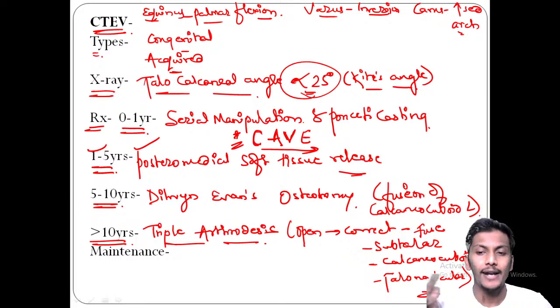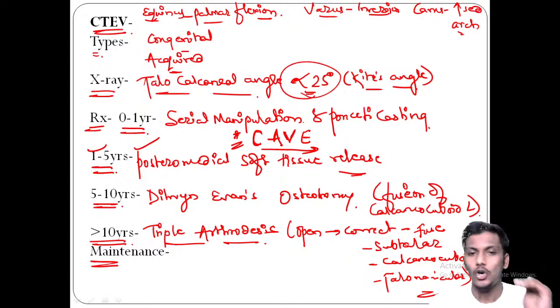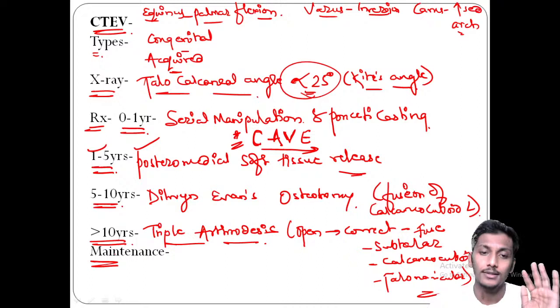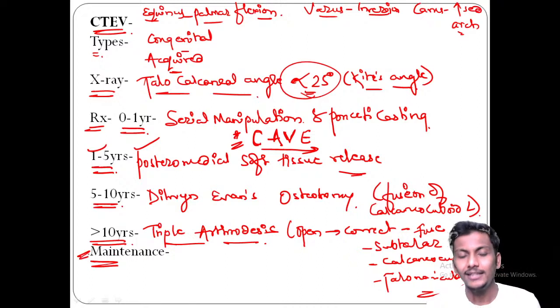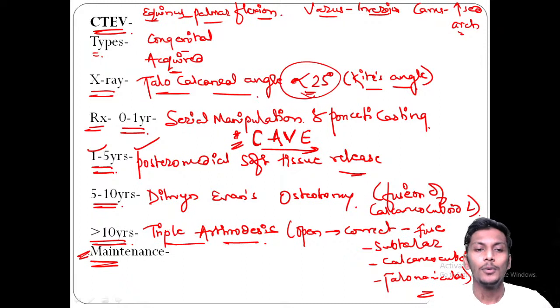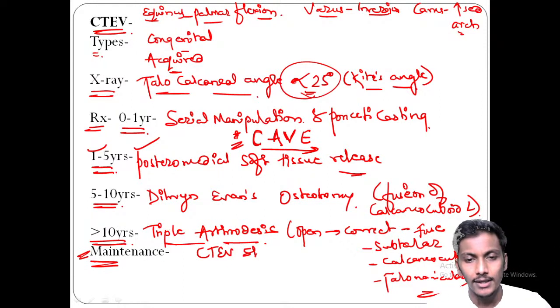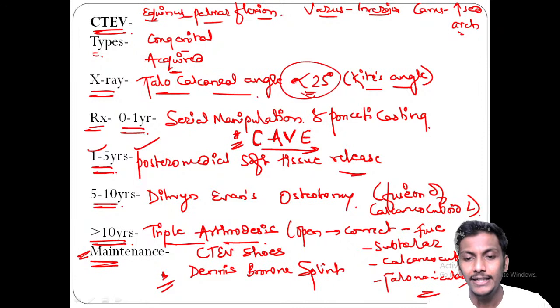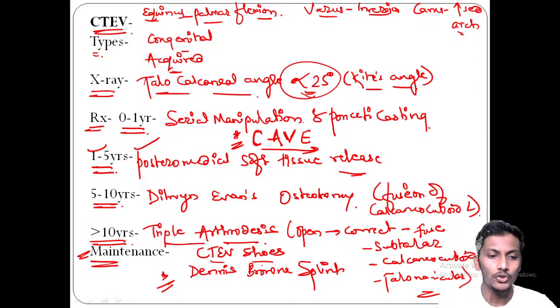And after any of these procedures, whether Ponseti casting, posteromedial soft tissue release, Dillwyn-Evans osteotomy or triple arthrodesis, we need to maintain the foot in that posture itself. Maintenance is done either with CTEV shoes or a splint that we have already discussed, which was a question in your June 2021 session, the Dennis Brown splint.